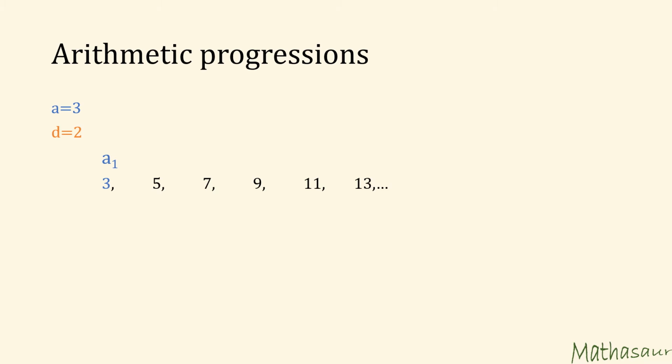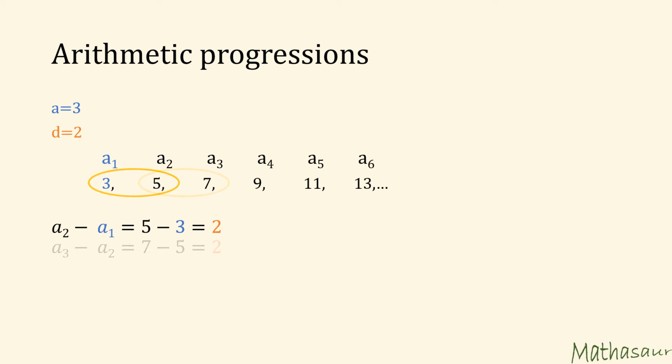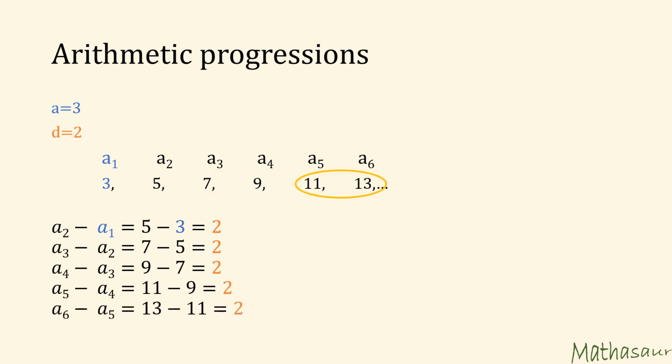If we were to denote the first term as A1, where the subscript 1 denotes first term, then the rest of the terms can be denoted as A2, A3, A4, A5, A6, and so on. Now note here that the difference between the first two terms, A1 and A2, is 2. Similarly, the difference between the next two terms, that is A3 minus A2, is equal to 2. A4 minus A3 is equal to 2, and so on. Now this number 2 or small d is known as the common difference.